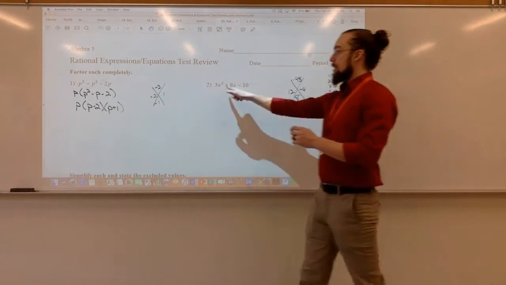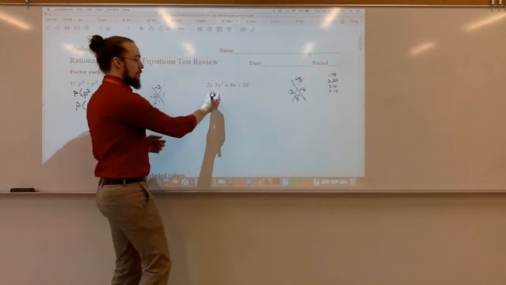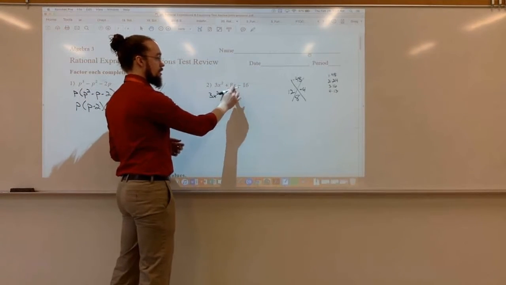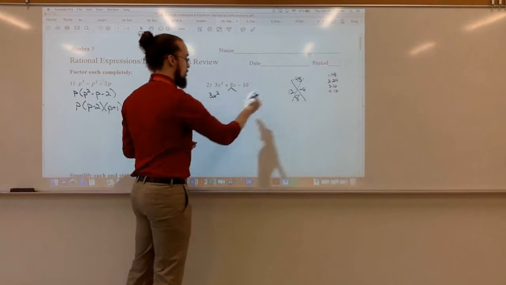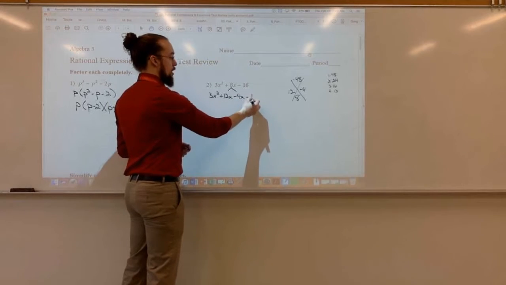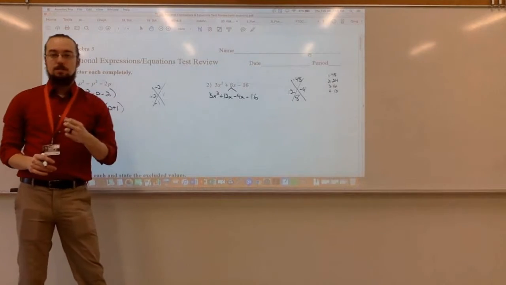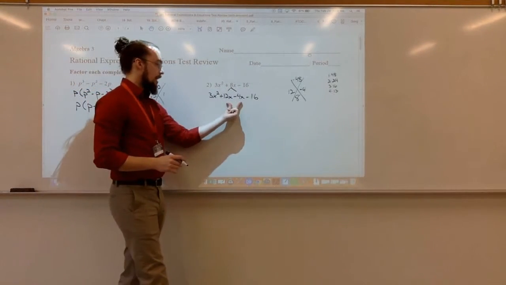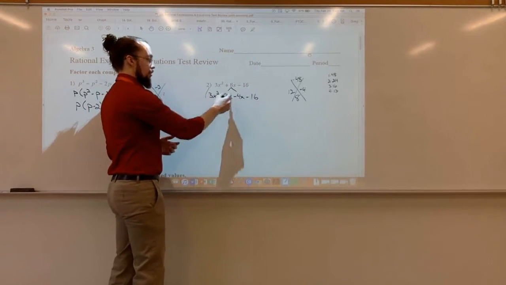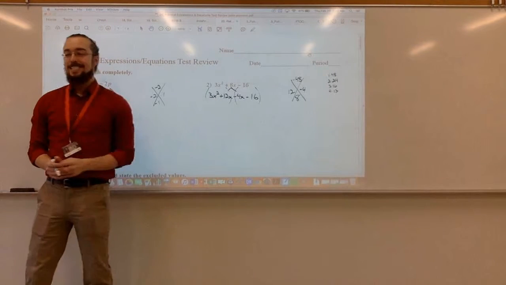So now, since my leading coefficient is not 1 here, I have to factor by grouping. So what that means is all I'm doing for my first step is turning this 8x into 12x minus 4x. So I have plus 12x minus 4x minus 16. Right? This 3x squared stays, this minus 16 stays. All I'm doing is splitting this 8x into these two factors that we found. Now we group. Okay, group the first two, group the second two, and look for GCFs.